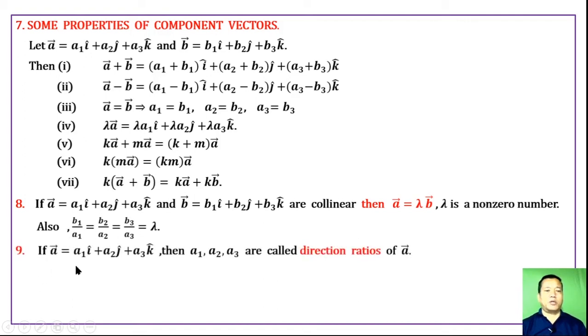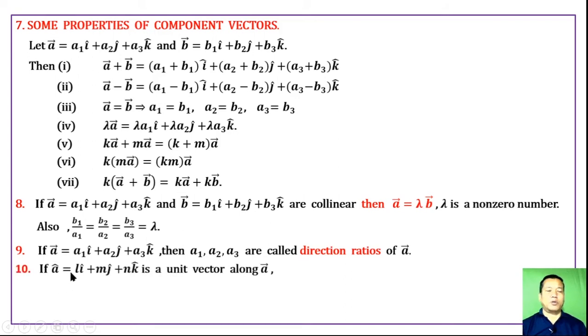If a vector equals a1 i cap plus a2 j cap plus a3 k cap, then a1, a2, a3 are called directional ratios of a vector. The scalar components of a vector are called the directional ratios of the vector.